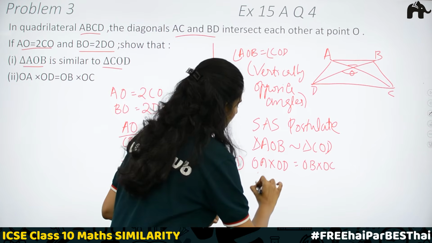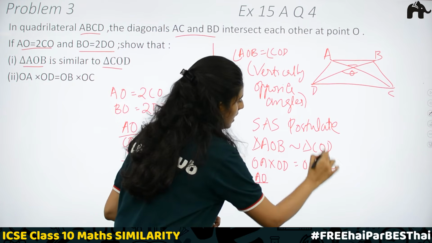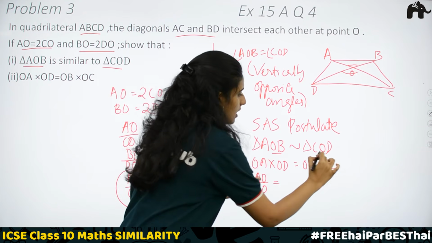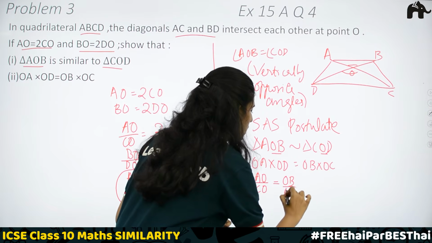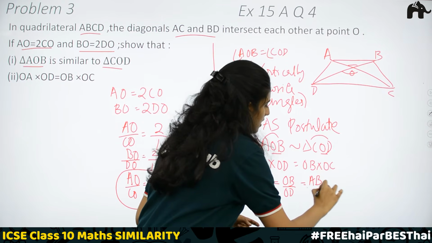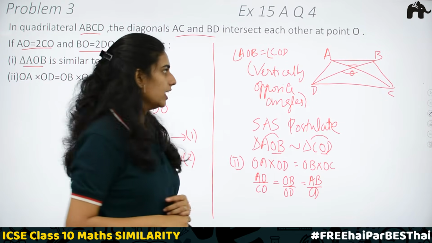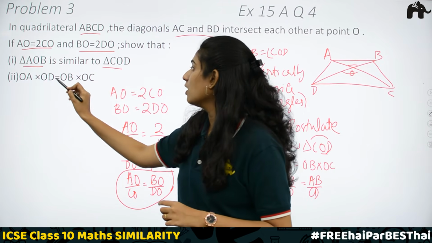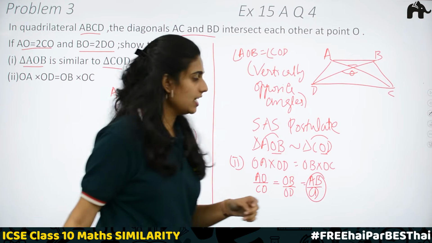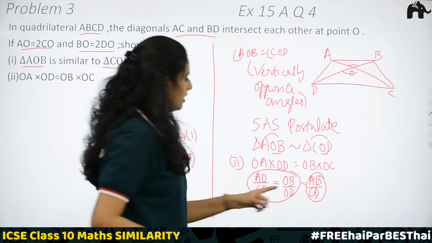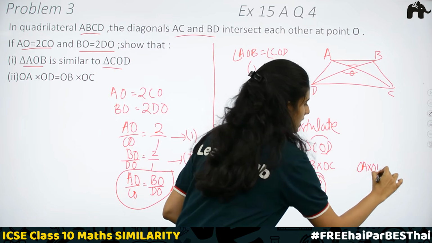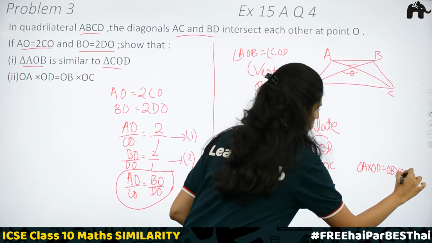So here we have AO corresponding to CO. The ratio of AO by CO will be equal to OB by OD, and that is equal to AB by CD. Here we need OA, OD, OB, OC, so this AB by CD can be neglected. Only this part. Cross multiplying here, we get OA into OD is equal to OB into OC.